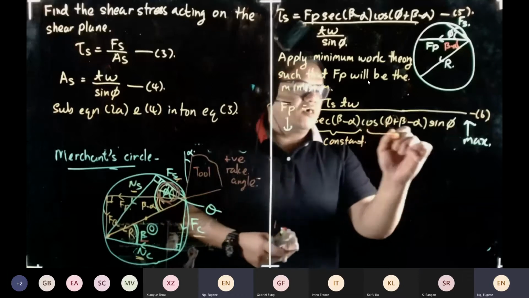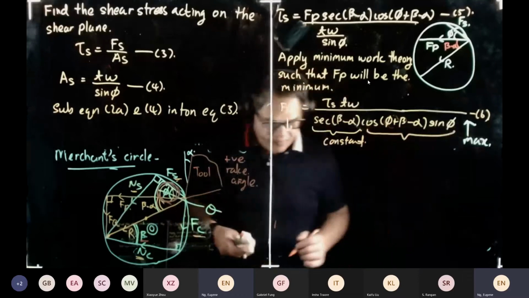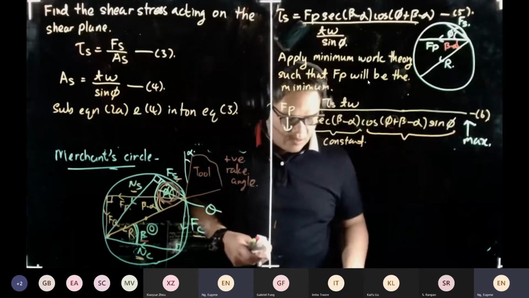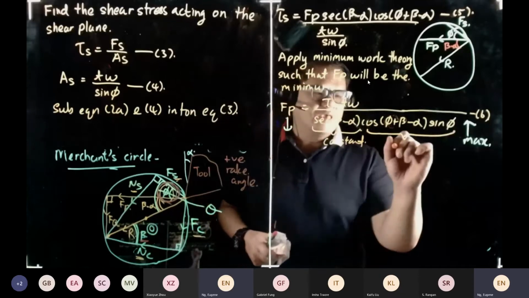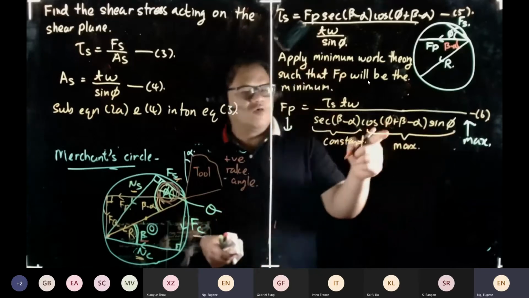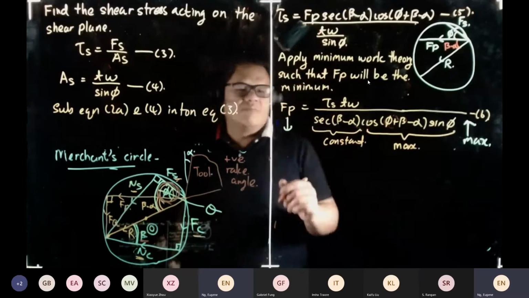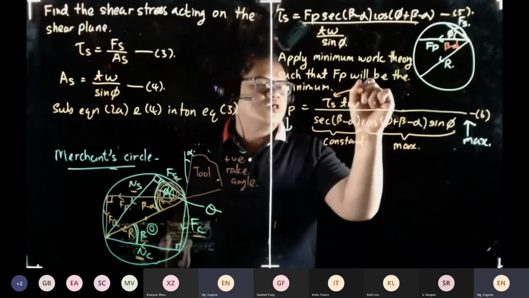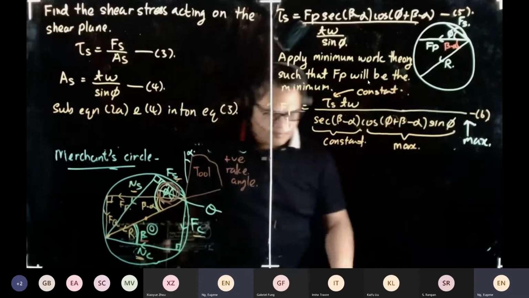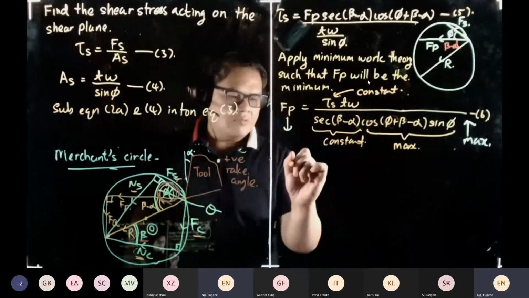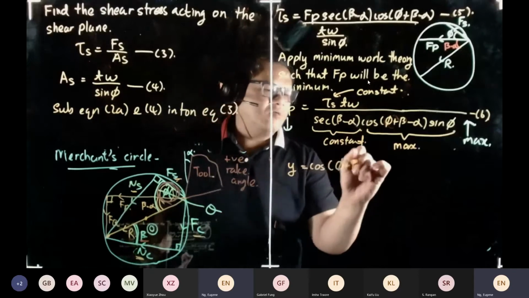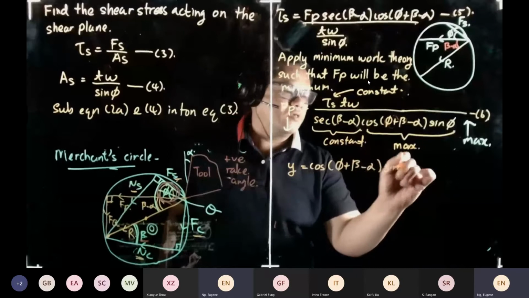So this term over here, we are going to assume that we are going to find the maximum. The maximum of these values over here will cause Fp to become a minimum. And he also assumed that the shear is constant. Right? He made an assumption. Okay. So he let y be equal to cos phi plus (beta minus alpha) sine phi.